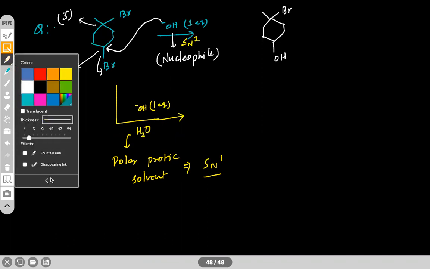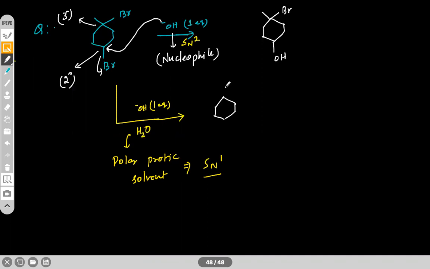So what happens, the product here, first we get a carbocation, this Br will be as it is. First we get a carbocation, and in the next step, the nucleophile OH minus attacks onto the carbocation, and we get the product here, which is this. So this reaction, since it is H2O, is SN1 reaction we are considering. Okay. So this is how we'll go for this kind of question.